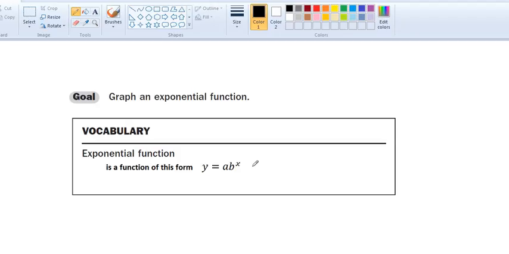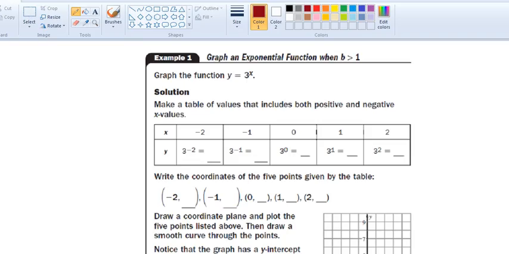So let's leave it at that. We'll just call it y equals a b to the x, or b raised to the x power. Now, that x in this case only applies to the b, not to the a. So in example 1, the first one we're going to try is y equals, in this case kind of easy, 3 to the x power.